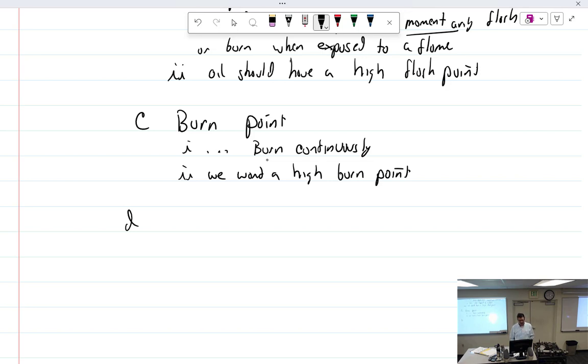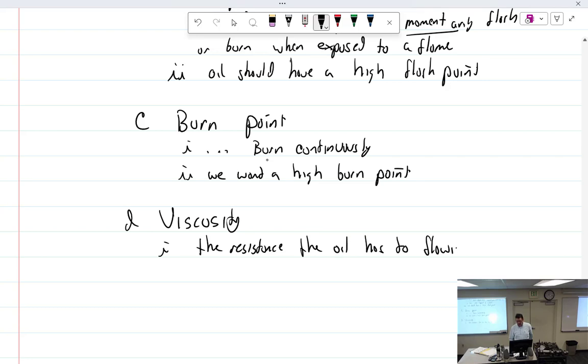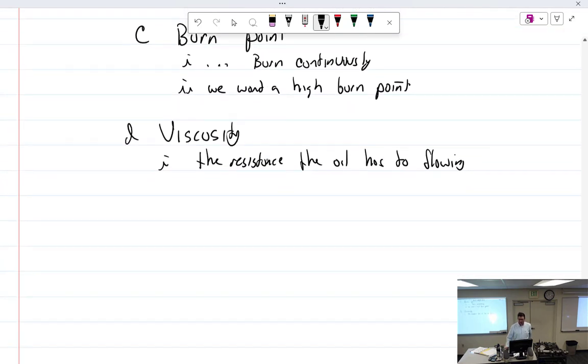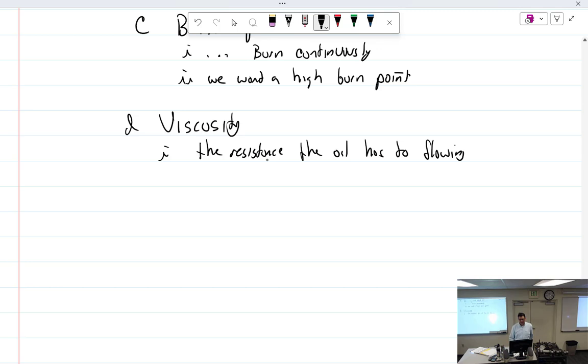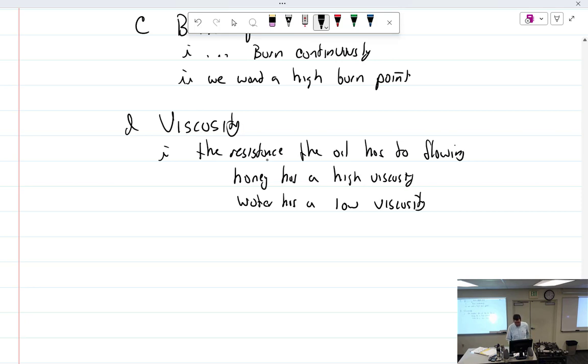All right, what else we got? Very important one, viscosity. Viscosity is the resistance the oil has to flowing. So we talk about viscosity. Honey has a high or low viscosity? High. Yeah, high viscosity. And water has a low viscosity. Just to keep everybody on the same page. All right, it's the resistance.